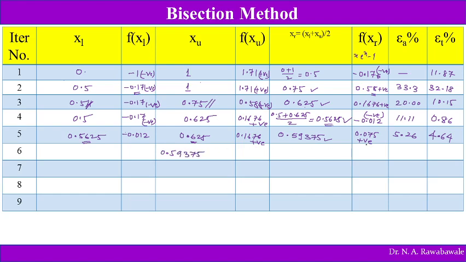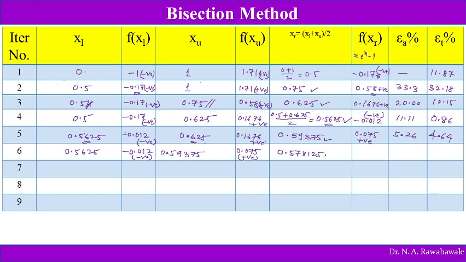So this is 0.59375. So function value positive. Old positive is replaced by new positive. So this is 0.075 positive value, and negative value is going to continue, 0.5625. This is negative, 0.012 negative. Average of these two, 0.5625 and 0.59375, is going to be 0.578125.